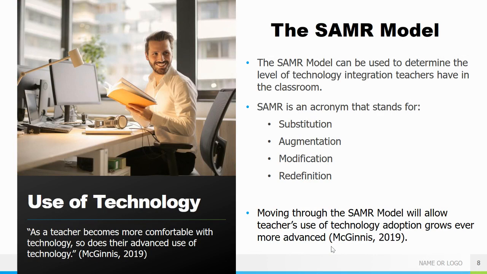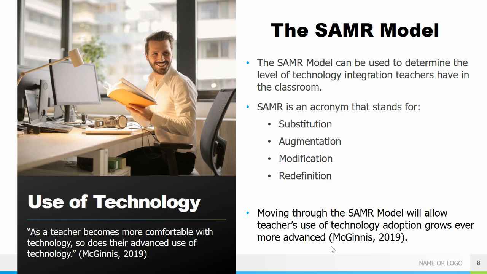Thinking about technology, the SAMR model is what I want to introduce to you today. It's a way that you can determine the level of technology integration that you have in your classroom. SAMR stands for four words: substitution, augmentation, modification, and redefinition. Moving through the SAMR model lets us use technology adoption and have it grow from basic uses, as in substitution, to more advanced uses, which would be modification and redefinition. McGinnis says, as a teacher becomes more comfortable with technology, so does their advanced use of technology.